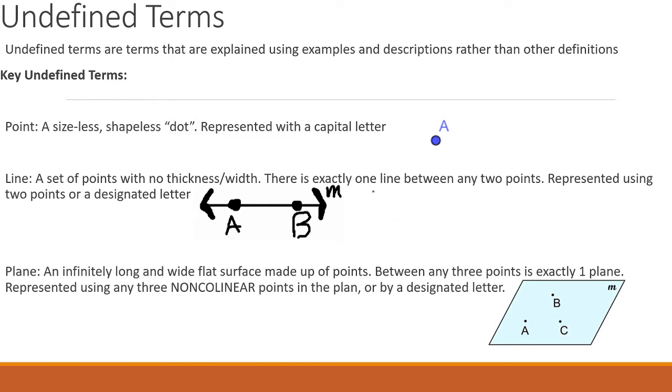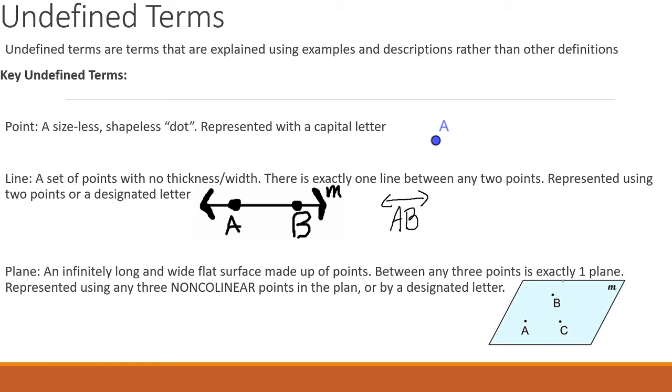And there's only one line between 2 points. So if I have the points A and B, there's only one line that goes through those. And usually we call it like this. So that's how we designate the line AB. We say AB and then we put the line symbol over it. So that's how you call out a line AB.